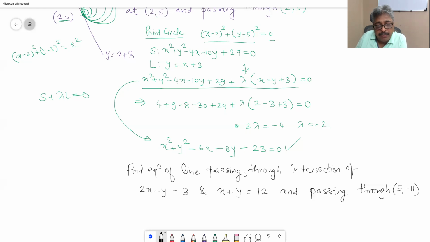Find the equation of the line passing through the intersection of 2x minus y is equal to 3 and x plus y is equal to 12 and passing through 5 comma minus 11. Let us change the point. This time, passing through 7 comma 2.